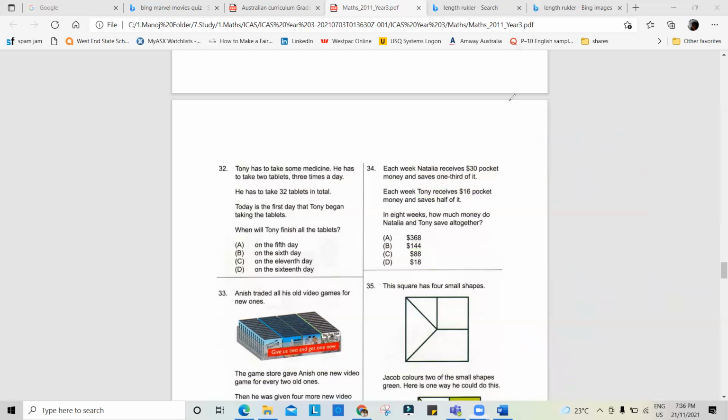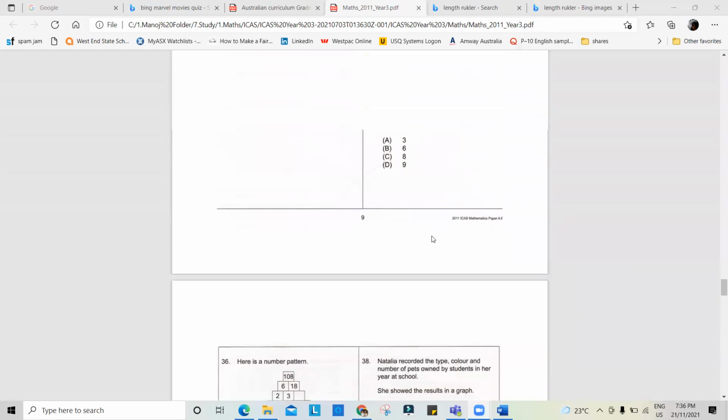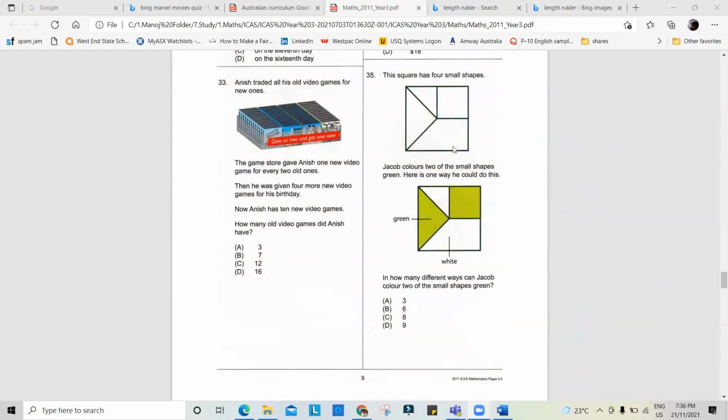What is the next question? Next question is 35. Yeah, a square has 4 small shapes. Jacob colors 2 of the small shapes green. Here is one way he could do this. Green, white. He colored these 2. In how many different ways can Jacob color 2 of the small shapes green?